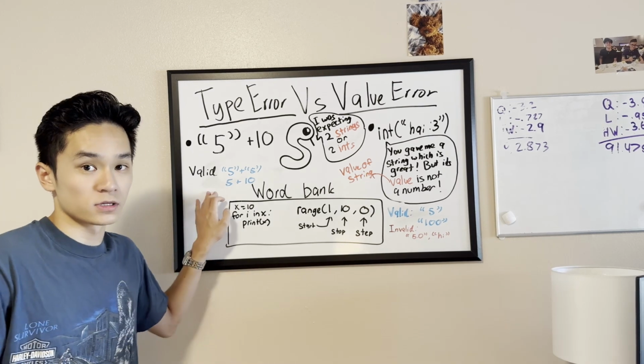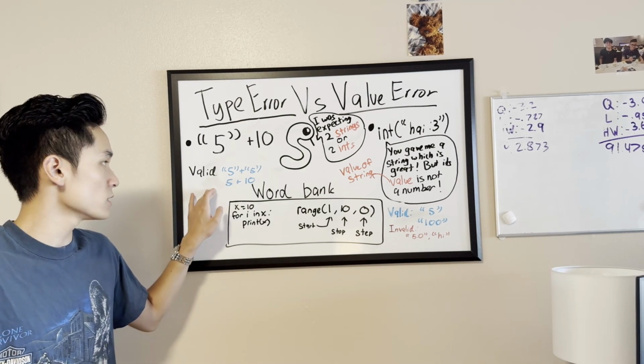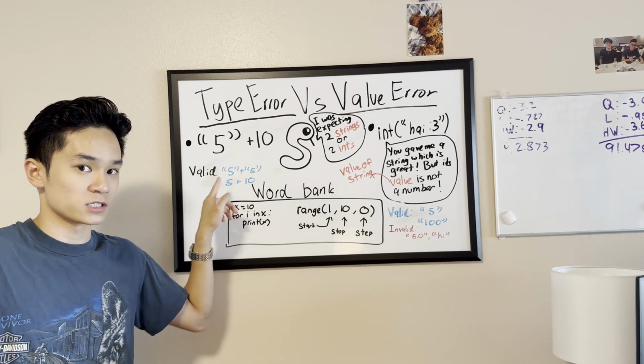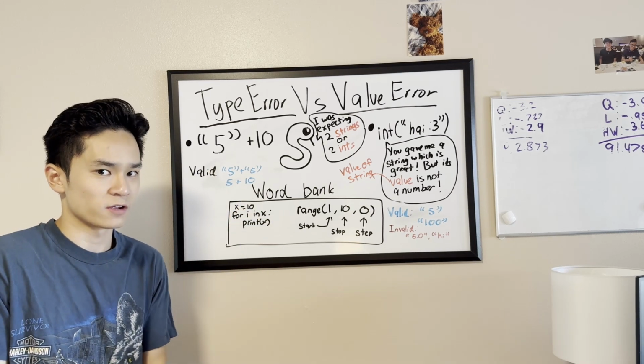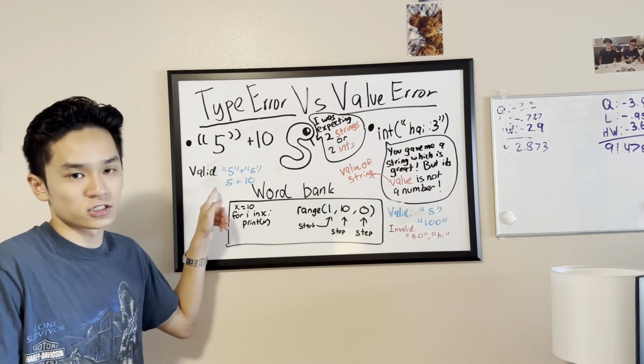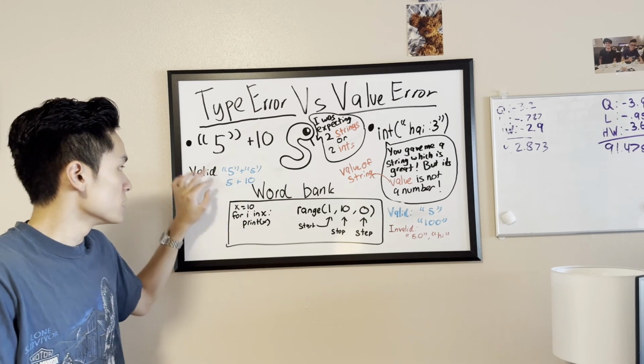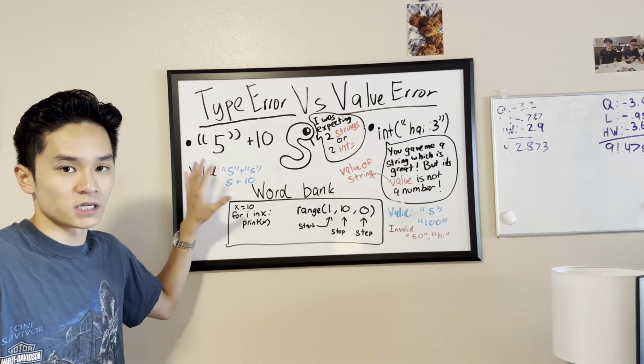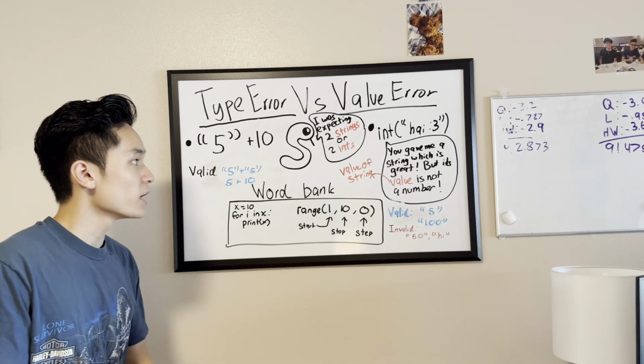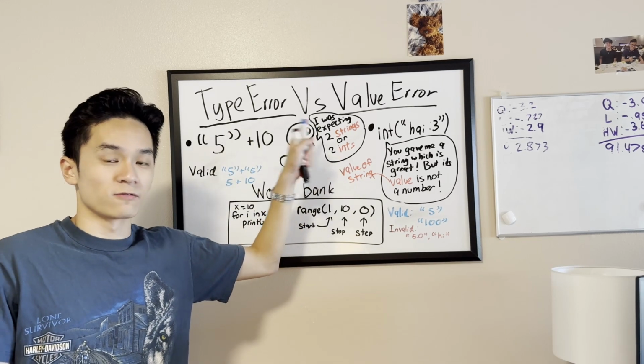So the following commands here are valid, where we have the string 5 plus a string 5, which should give you the string 55, as well as the integer 5 plus the integer 10. These 2 examples have the exact same type, so it's valid. Next, we're going to be talking about the value error.